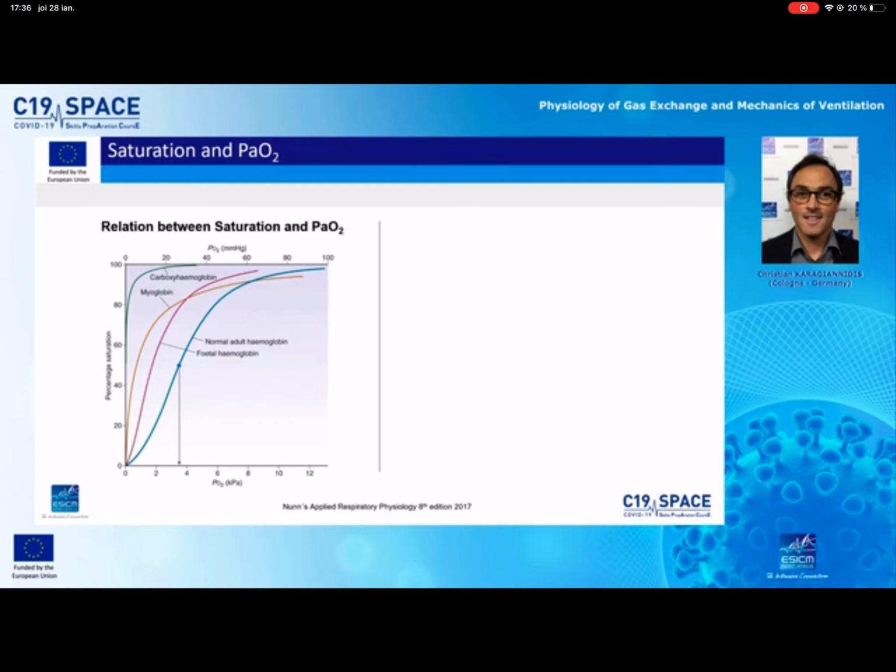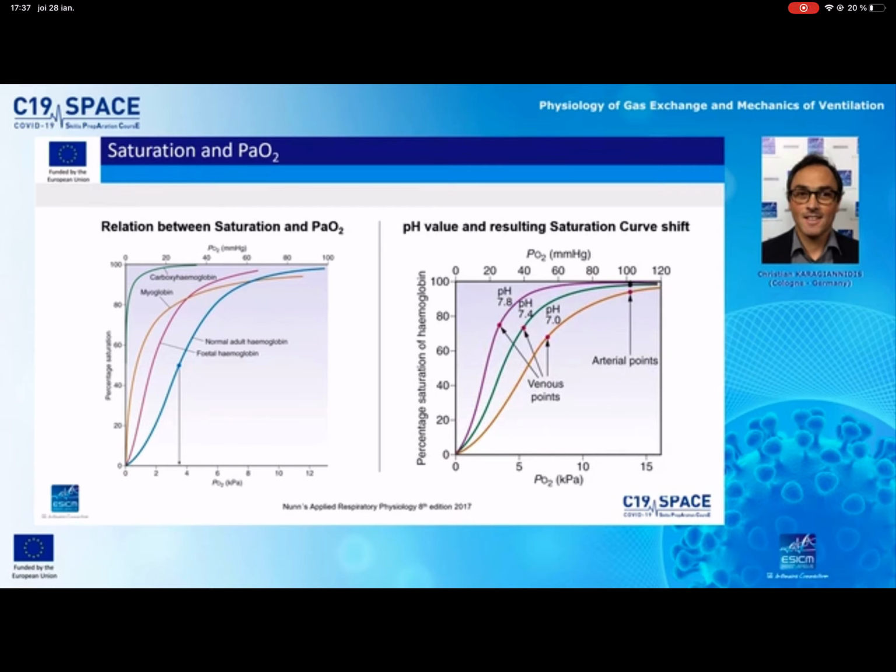But if the saturation goes above, let's say 93, 94%, you see that you have not a very good correlation with the PaO2. So saturation very nicely reflects the oxygenation status if the saturation is, for example, below 90%, but it does not tell you how much oxygen you really have in your body if the values are above, let's say, 92 or 93%.